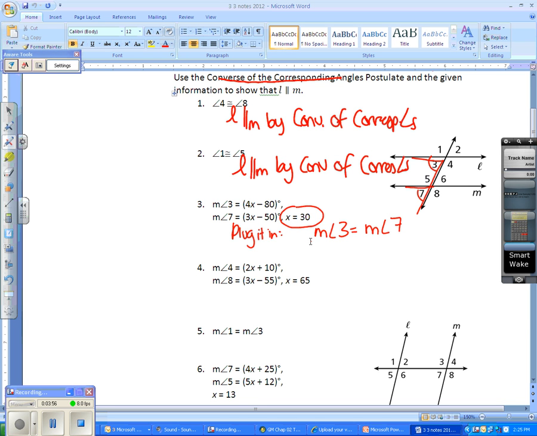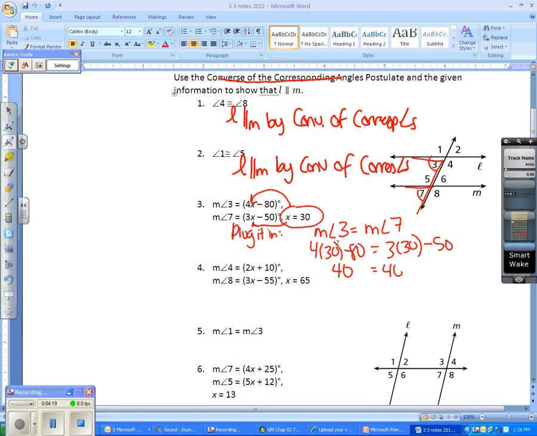So let's try it. 4 times 30, I'm plugging x in here, minus 80. Well, 4 times 30 is 120. 120 minus 80 is 40. We're going to do the same thing for measure of angle 7. We're going to take x and plug it in here. So 3 times 30, that's 90, minus 50 is 40.